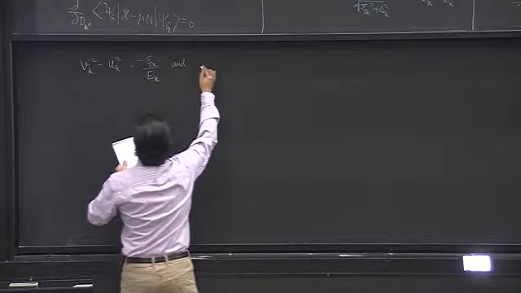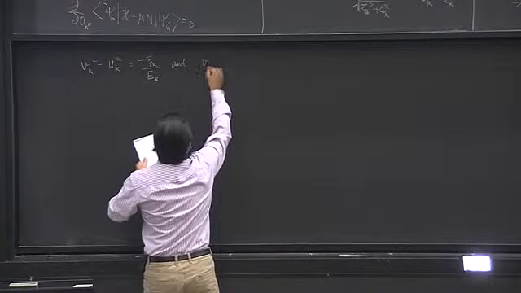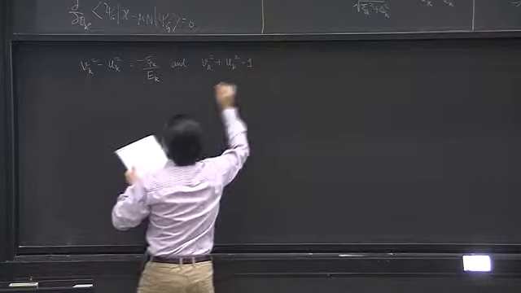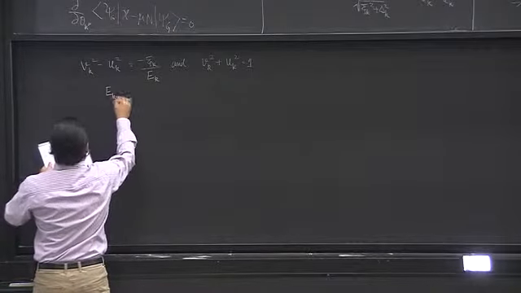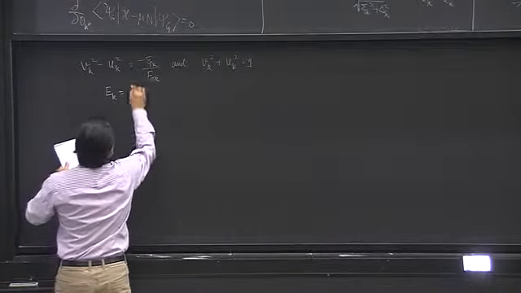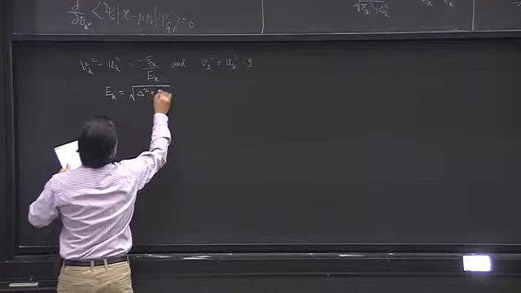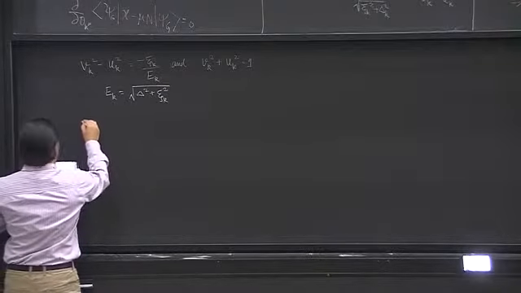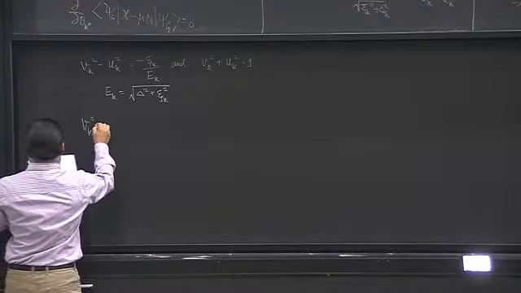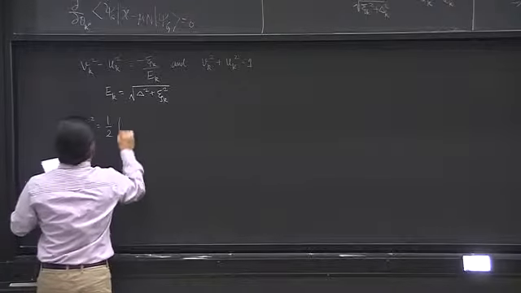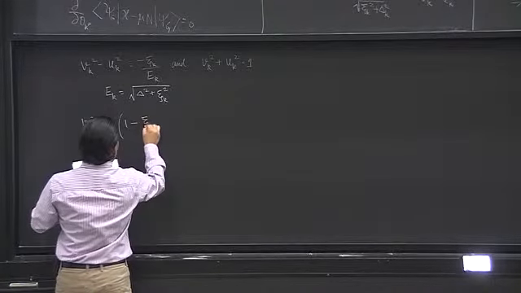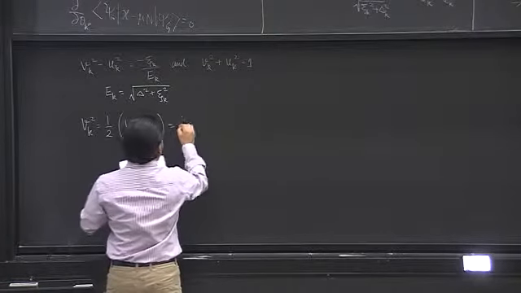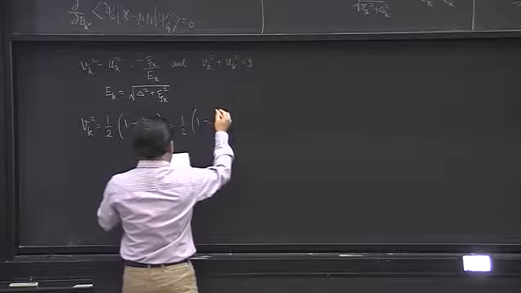And we also have vk square plus uk square to be 1. So ek is the square root of delta square plus chi k square. From this, I can calculate vk square to be half of 1 minus chi k over ek. So this is really my solution.